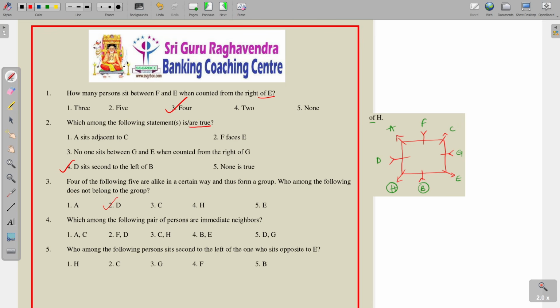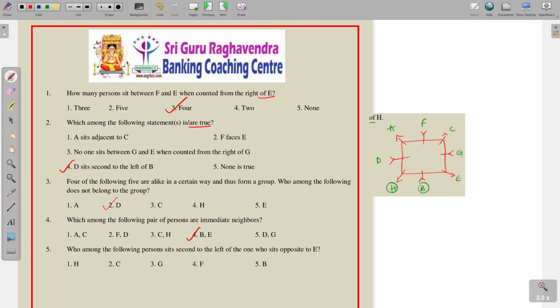Which among the following pairs of persons are immediate neighbors? See, A and C are not immediate neighbors. Next, F and D. So see, F and D are not immediate neighbors, C and H. And next, B and E. So only B and E are the immediate neighbors.